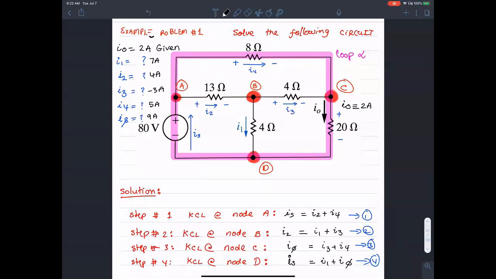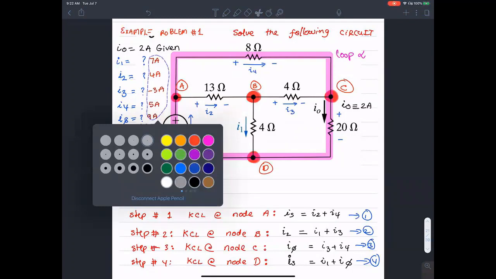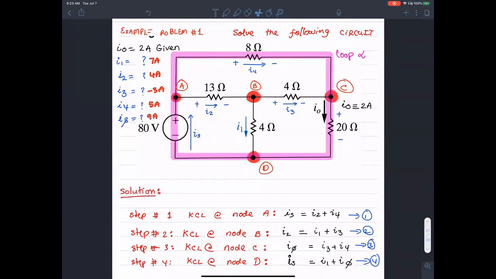One quick way to check this: IS is the current coming in, 9 amperes, which should equal I2 plus I4. I2 plus I4 is 9 amperes, that's the current leaving. So these are the values that you should get when you solve this simultaneous system of 5 equations, giving a value for I1 through IS.